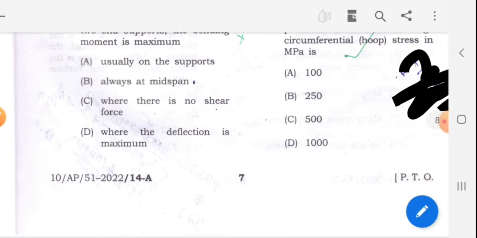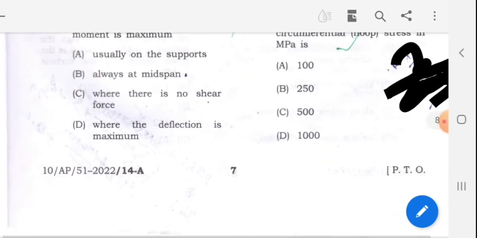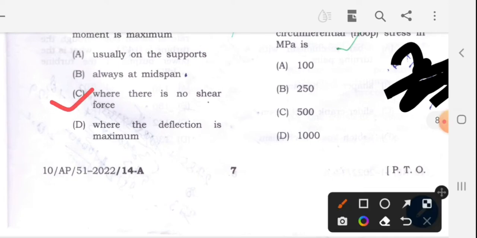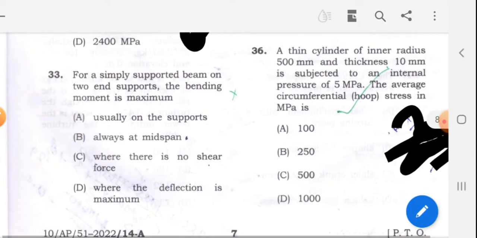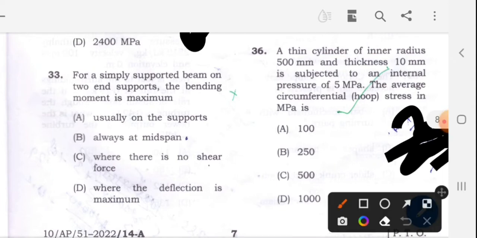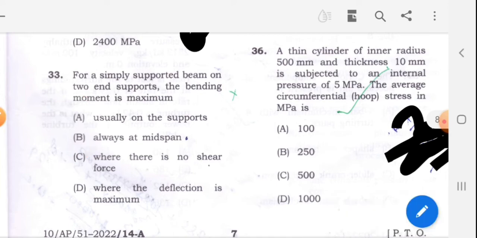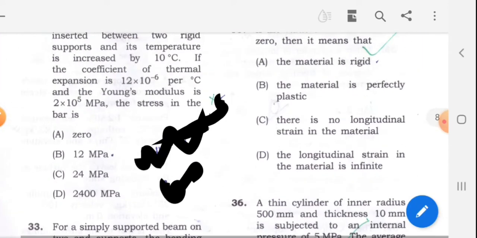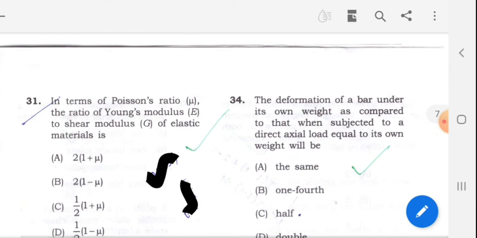So for question 33, option C, where there is no shear force. The bending moment is maximum where there is no shear force, so option C is the correct answer. Let's move on to the next question, which is 34.